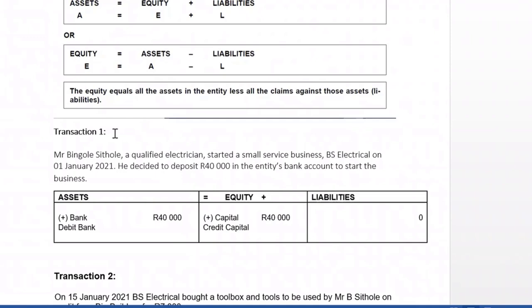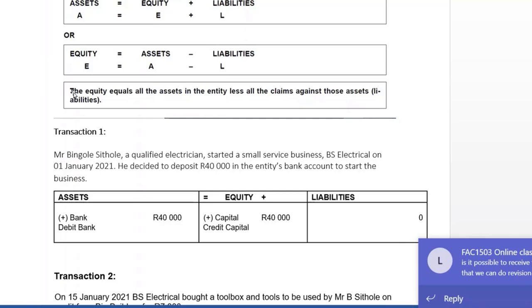When we applied the double entry rule on this 40,000, what is the source document for transaction number one? The bank statement. Why are we saying the bank statement? Because money came into the account, and that reflected on the bank statement.